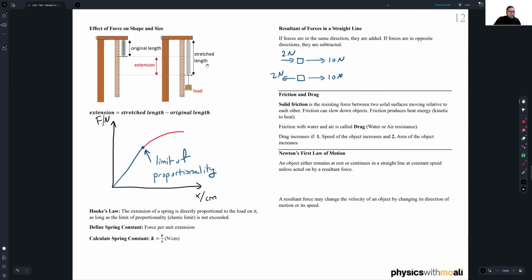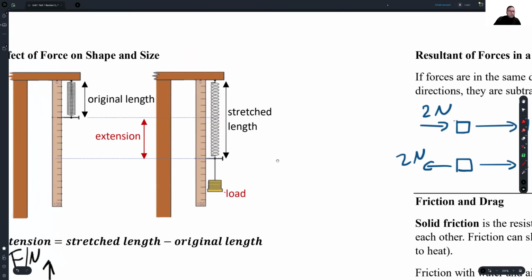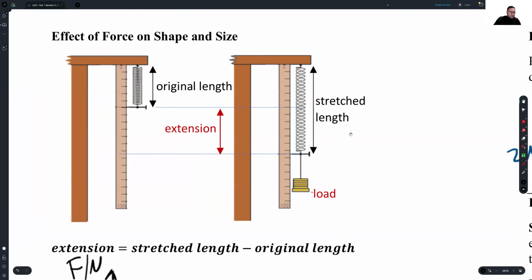Okay? This one's easy. First, let's talk about Hooke's law. What is Hooke's law? If you apply a force on an object like a spring, it stretches. The load is the force that you apply, and the extension is the increase in length. So it's the change in length. Extension is the difference between the stretched length and the original length. That's easy enough to understand.